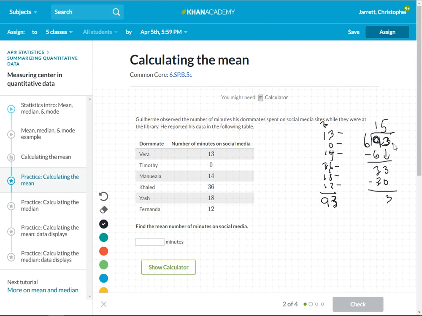So I need a decimal. And so I put a decimal on top, add a 0, and bring it down. So this is 30. 6 goes into 30 5 times. 5 times 6 is 30. There's my 0. So this is going to be an average of 15.5 minutes on social media.